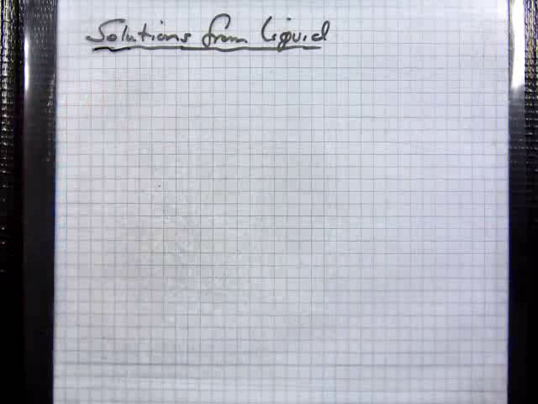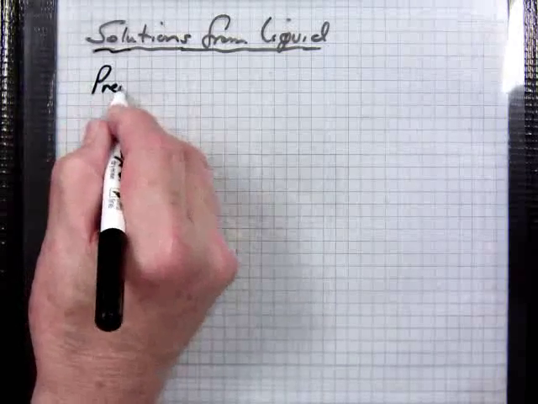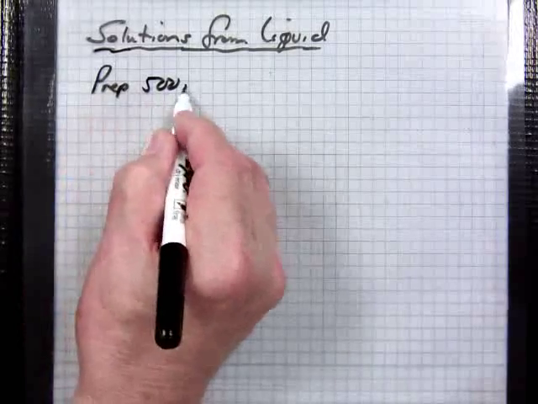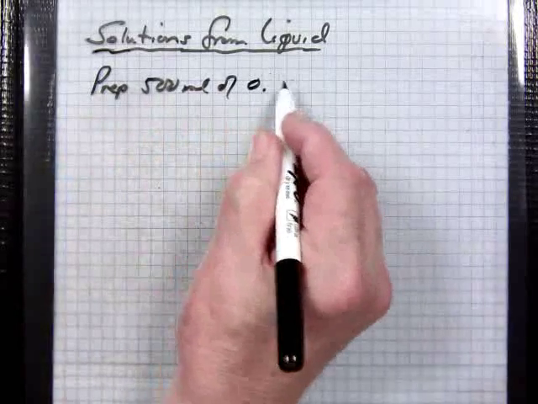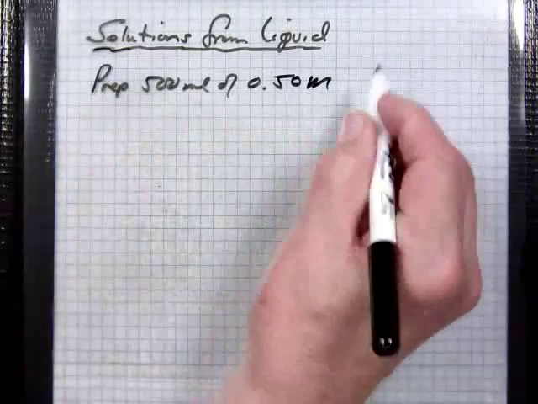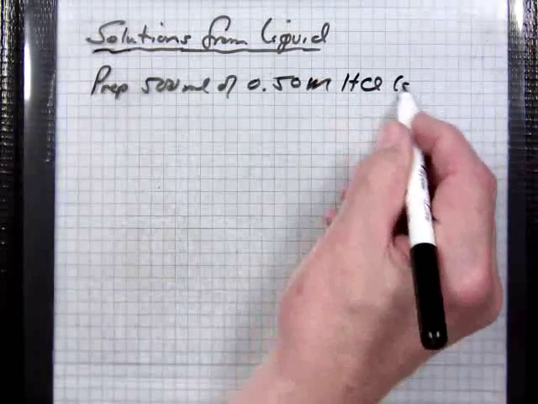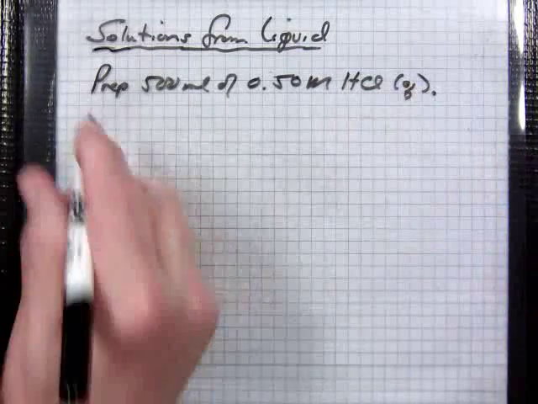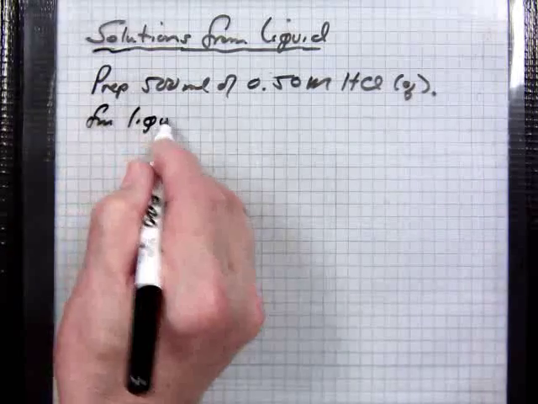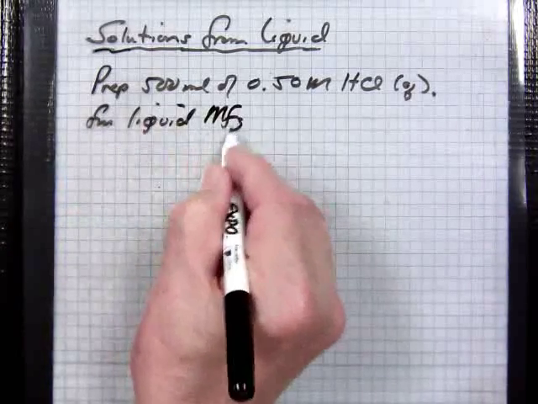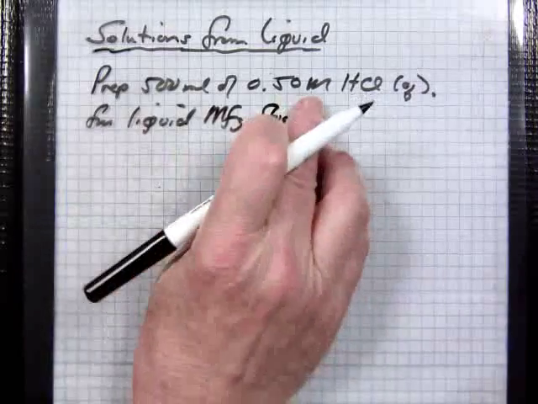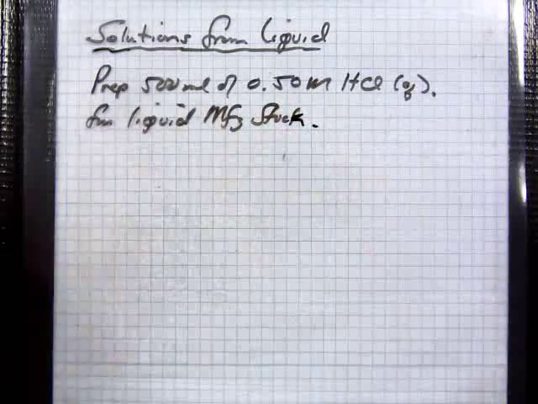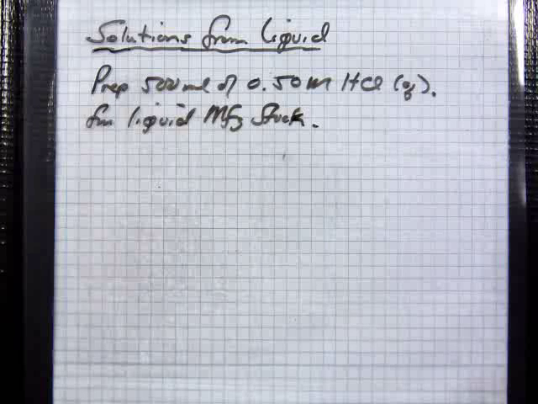Let's say the solution you're given, say prep 500 milliliters, 0.50 molar hydrochloric acid, aqueous solution is what you're trying to do. Well, from liquid stock, what you'll need after this acid from the manufacturer is specific gravity in addition to everything else I just gave you.